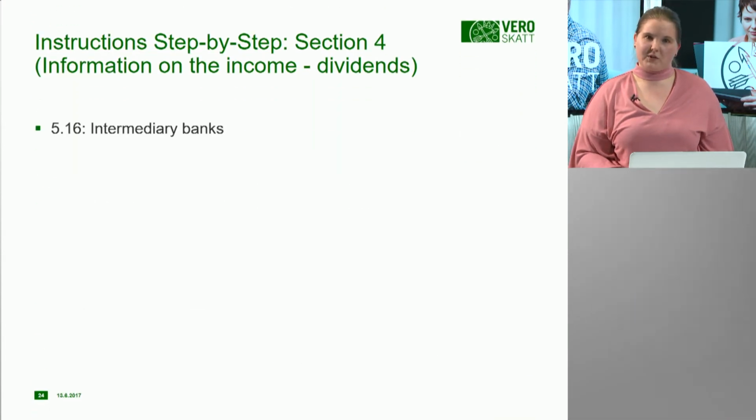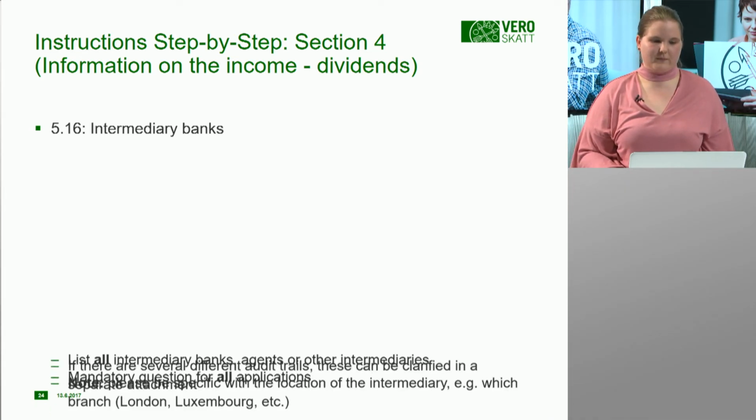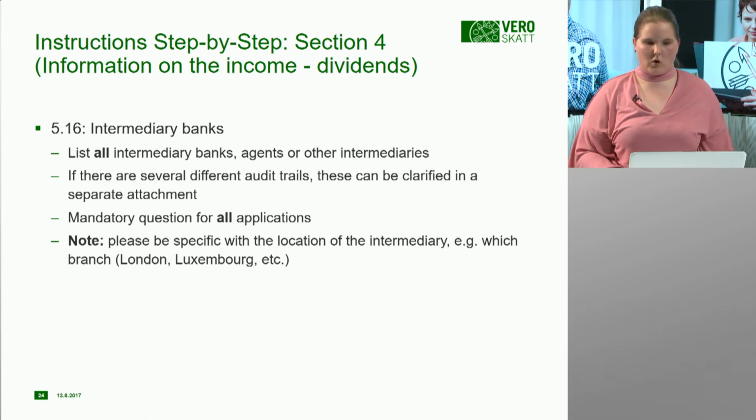Now, one of the most important questions that we've now started asking, that is not on the older versions of the application form, is on intermediary banks. So we need a list of all intermediary banks, agents, or other intermediaries that have handled the dividend payment. If, for example, different payers have different audit trails, you can always clarify this in a separate attachment. And remember that this is a mandatory question for all applicants. All applicants need to write this.